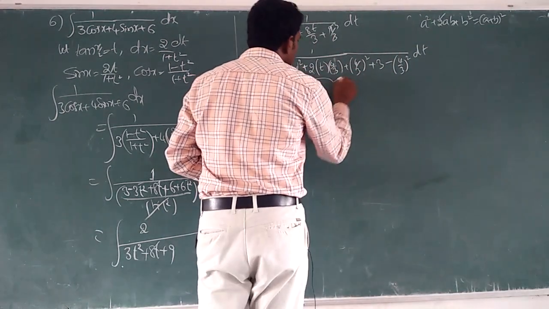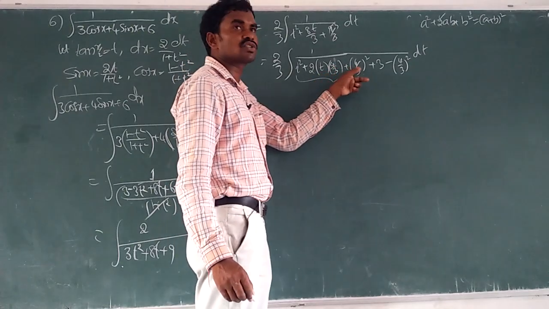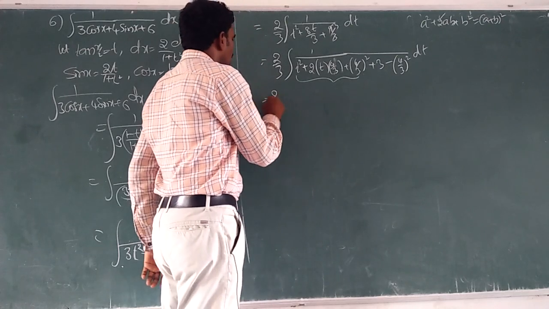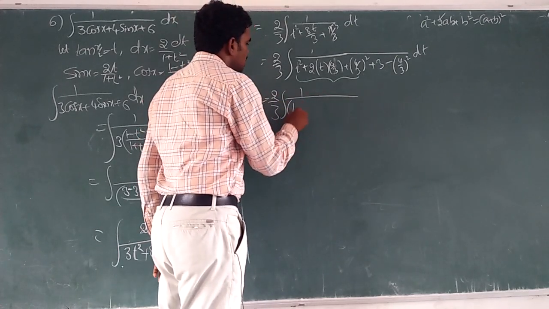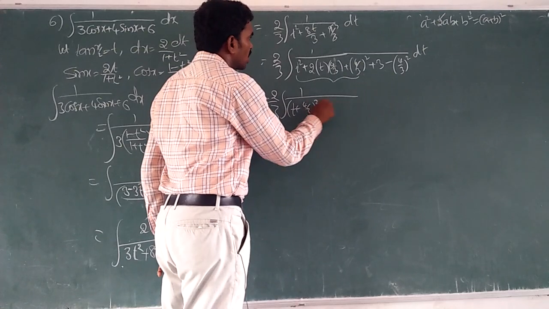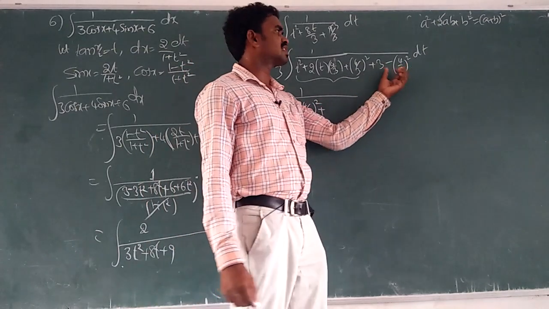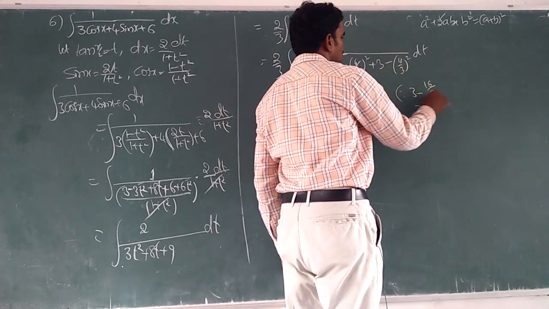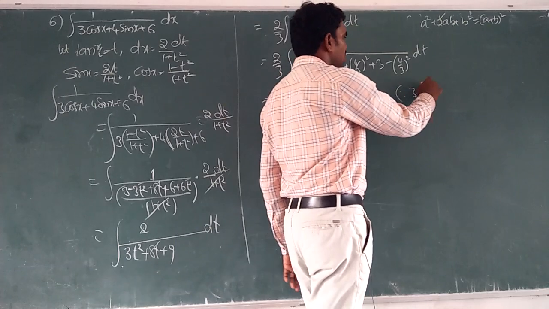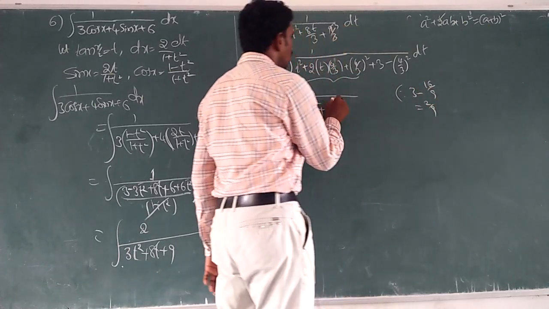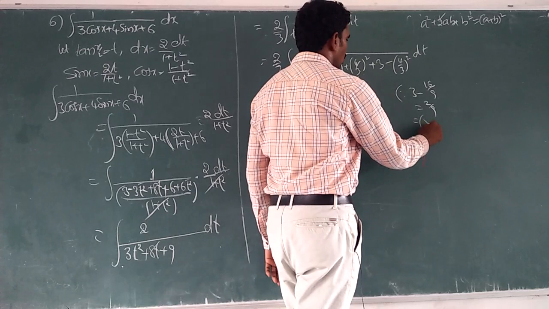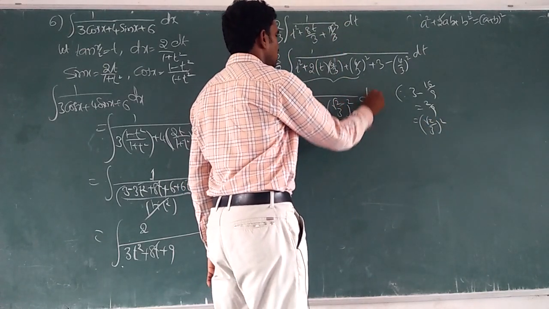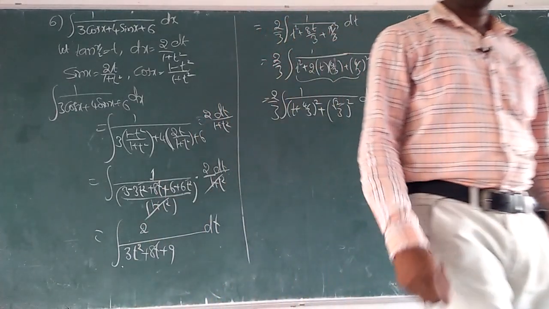Now this is in the form of a square plus 2ab plus b square, which means a plus b whole square. So it is equal to 2 by 3 into the integration of t plus 4 by 3 whole square, and simplify this further. 4 by 3 whole square means 16 by 9, and 9 3s are 18, minus 16 is 2 by 9. So 2 by 9 means root 2 by 3 whole square, so root 2 by 3 whole square dt. Is it okay?